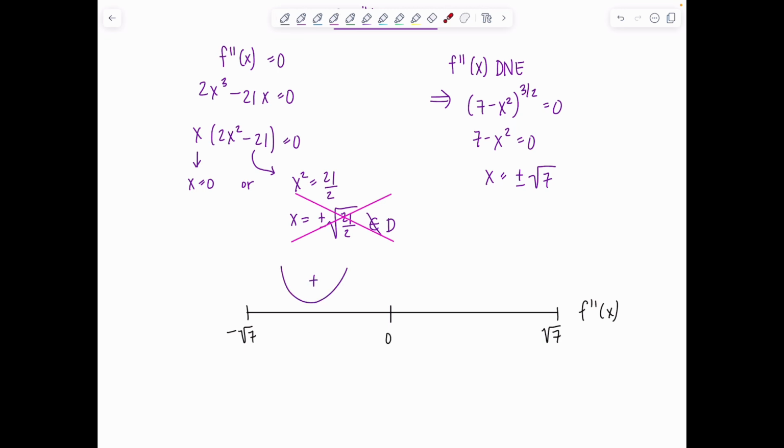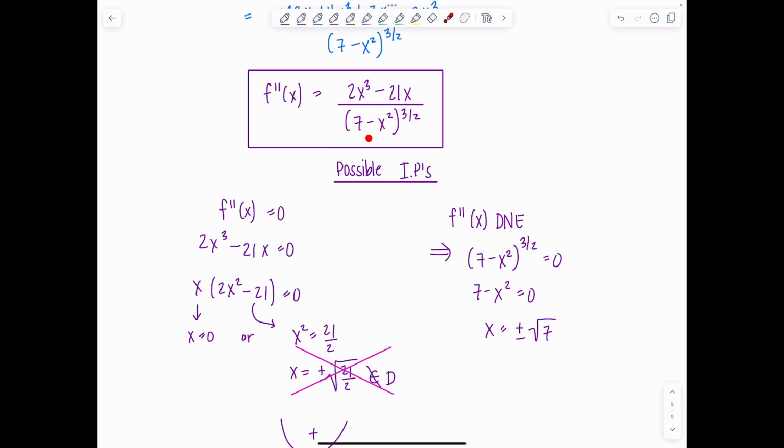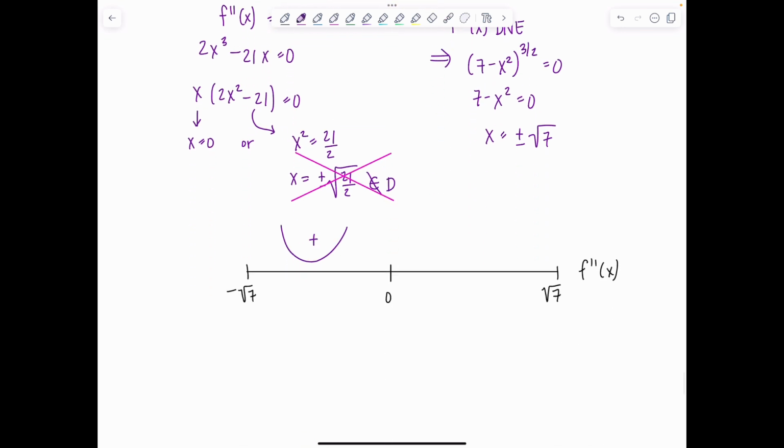Now let's pick over here something relaxing. How about positive 1? This is positive. 2 times 1, 2, excuse me. 2 times 1 is 2. Minus positive 21. So then 2 minus 21, that's negative. Concave down. Ooh, so we've got an inflection point.